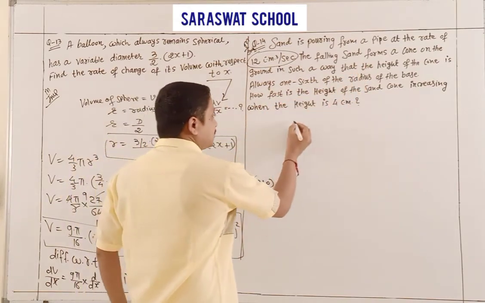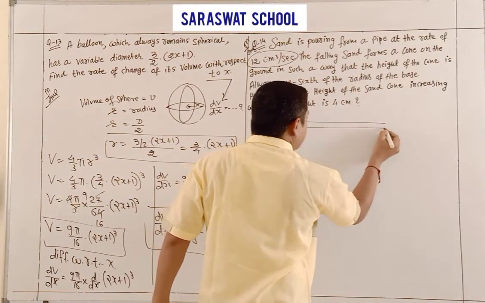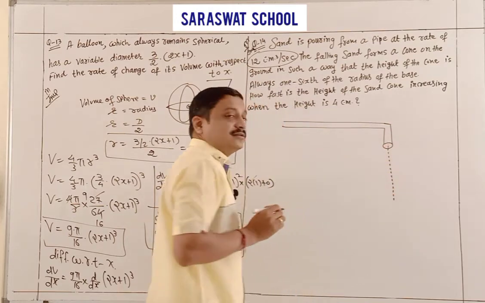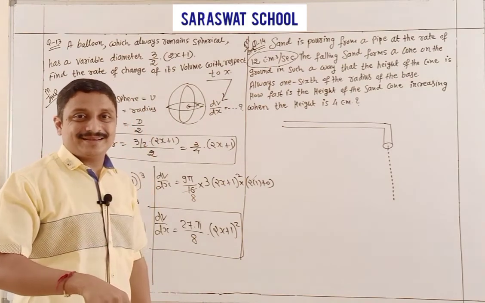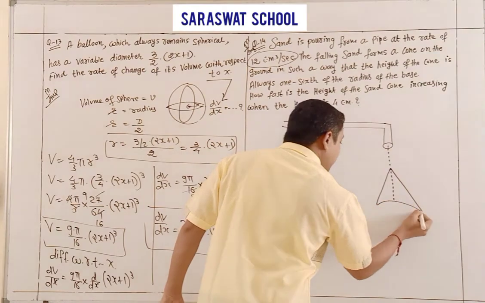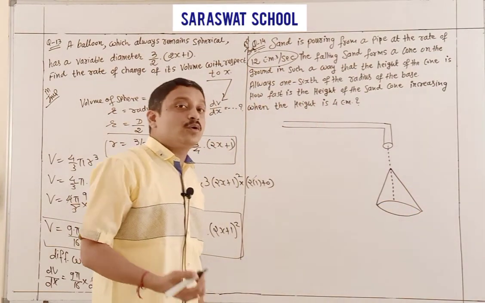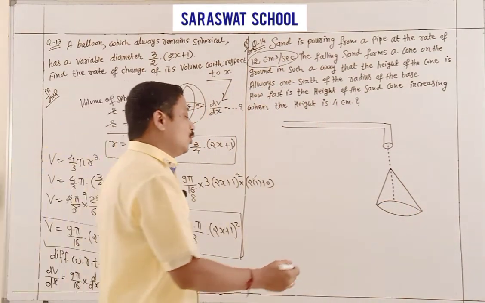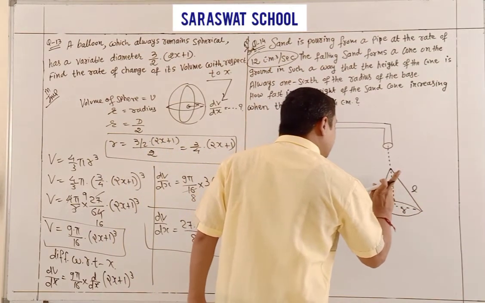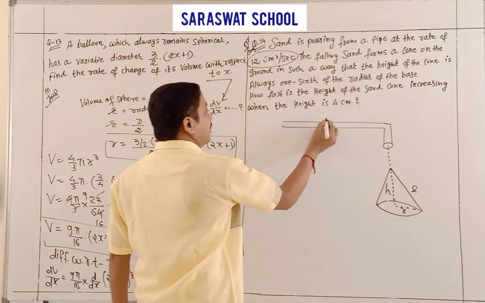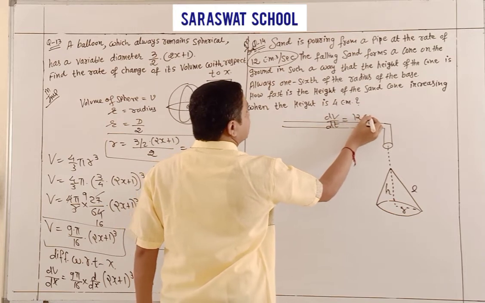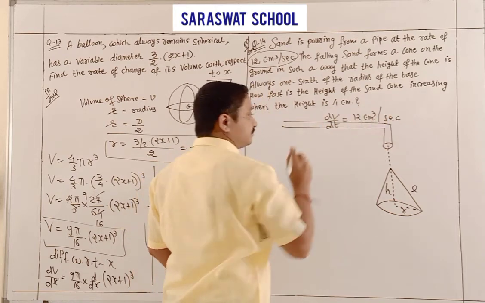Means your drawing is, consider this is one of the pipes and these are the falling sand from the pipe on the ground, making a cone. Definitely, naturally it is made a cone, and the cone has height, radius and L, and that is our fundamental. And volume is given, dV by dt is 12 centimeter cube per second.